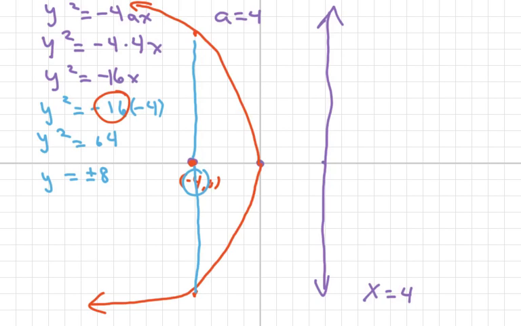And that's all. The next set we're going to do is where the vertex is not 0, 0, but it's going to be shifted on the graph.